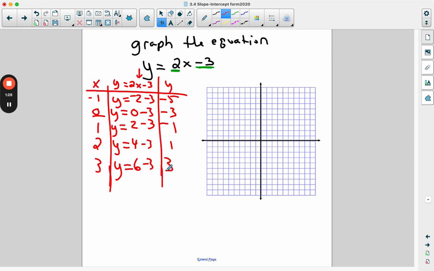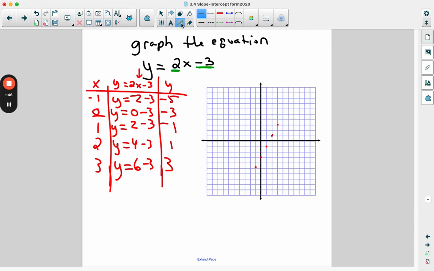So you should have come up with all these points. -1, -5 means we go left 1 and down 5. 0, -3 is down 3. 1, -1 is right 1 and down 1. 2, 1 is right 2 up 1. And 3, 3 is right 3 up 3.